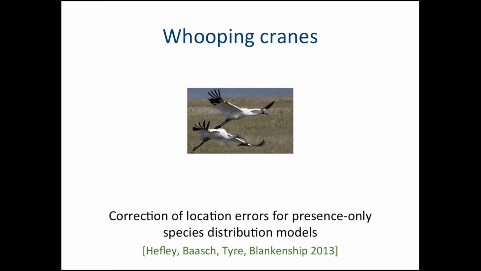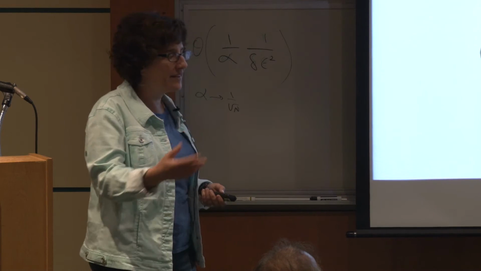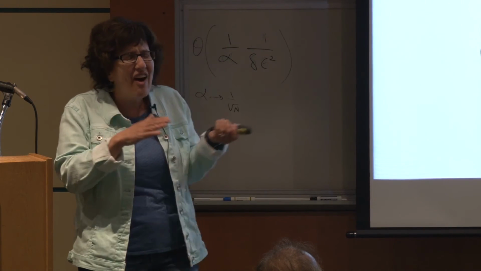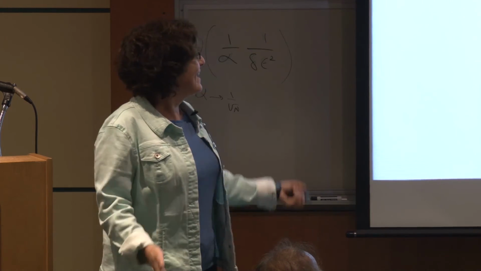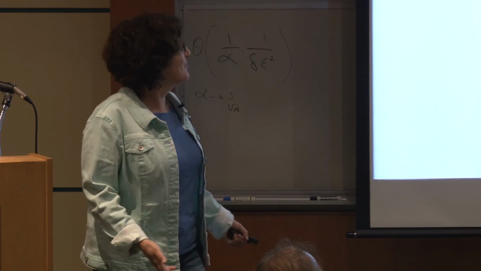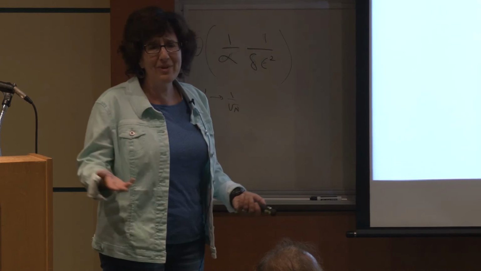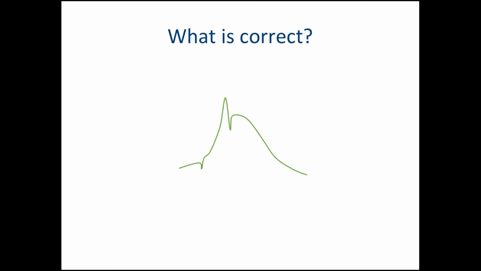Whooping cranes. This is a paper we found where the type of error was not only the other types we talked about, but also GPS errors in location and what that does to affect your distribution. There's all kinds of ways you can have errors. And then you look at your examples from your distribution and you get something like this and you're like, well, how do I correct that? Okay, so maybe that's the way to correct it. Or maybe that's the way to correct it.